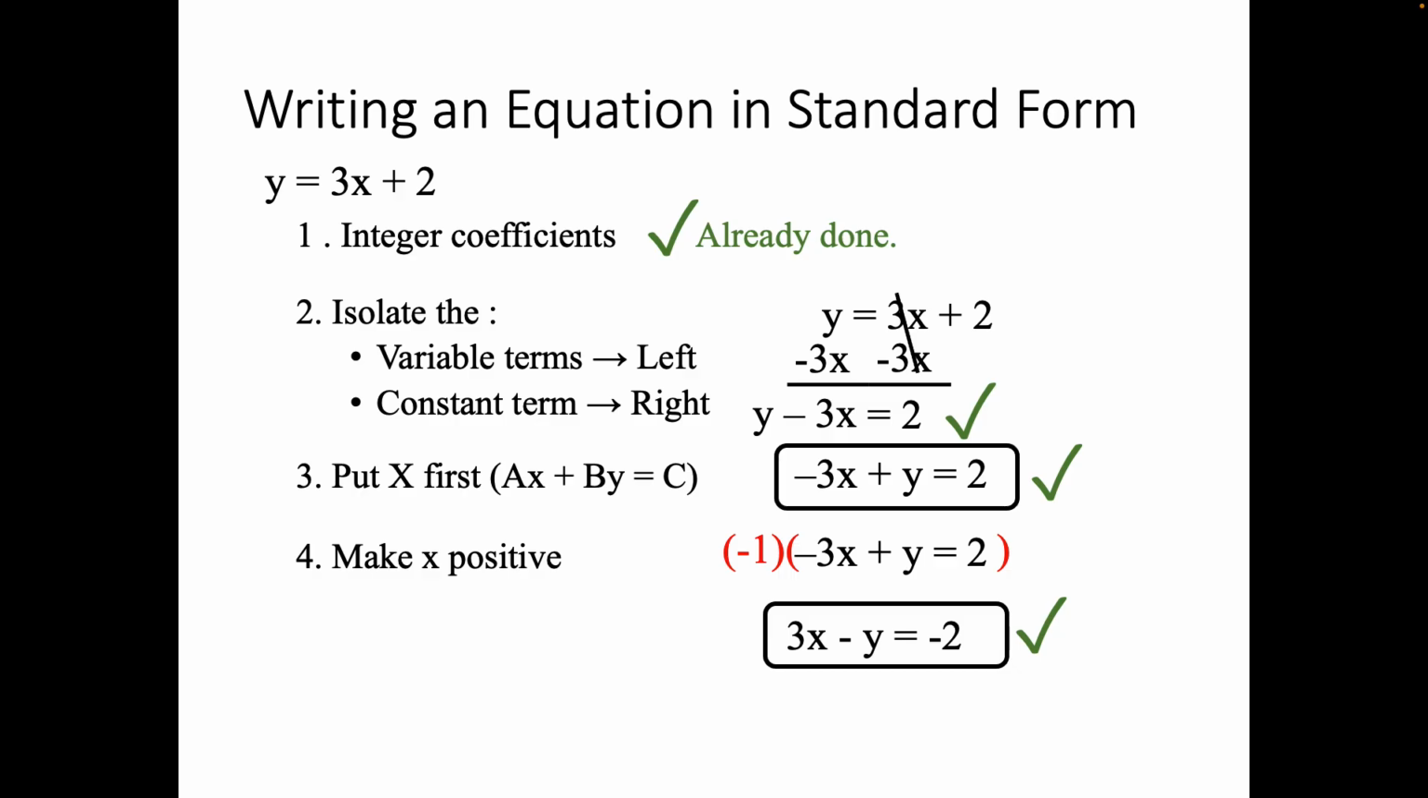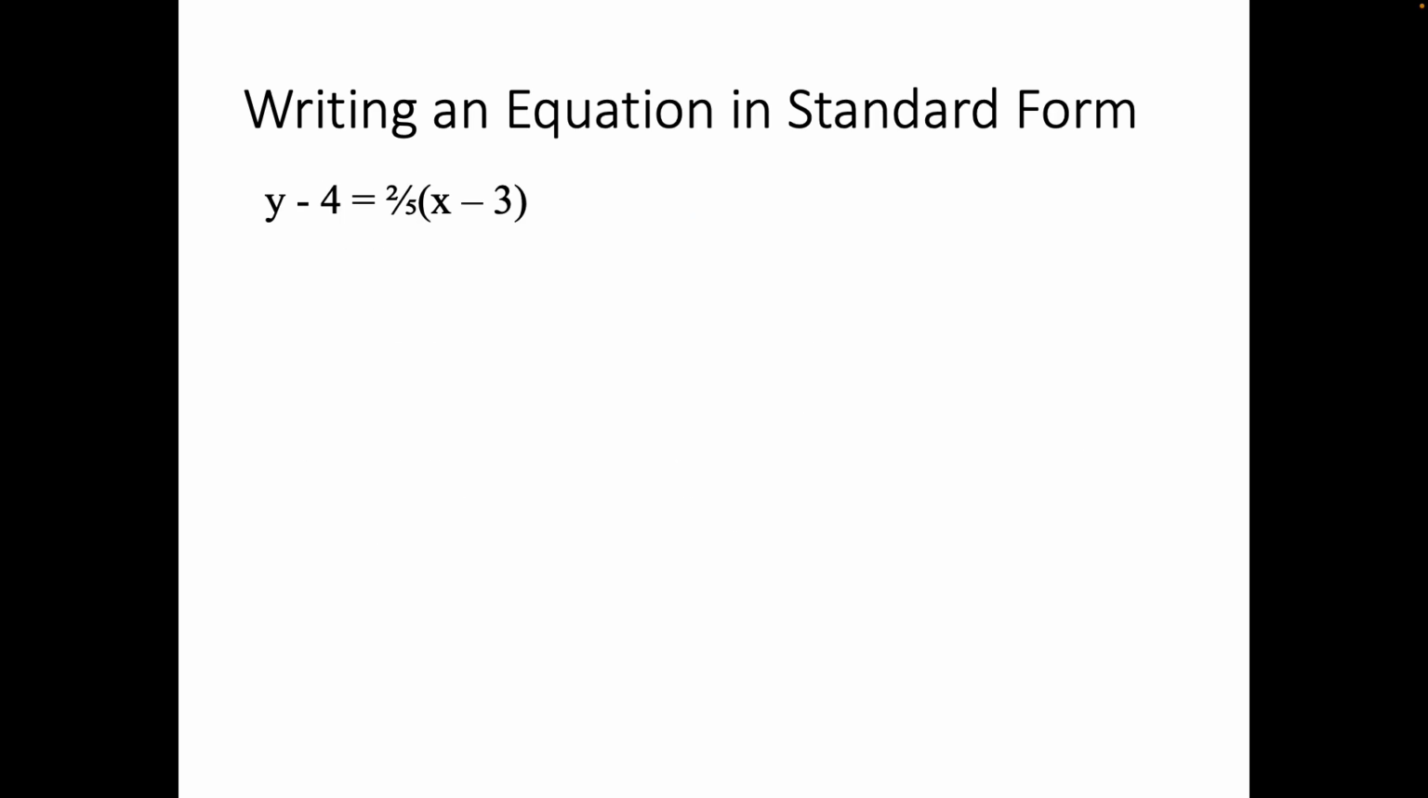All right. Let's look at another example. This one is in point slope form, where 2/5 is our slope and 3/4 is our point. But we're going to follow the same four steps. First, we have to have integer coefficients.